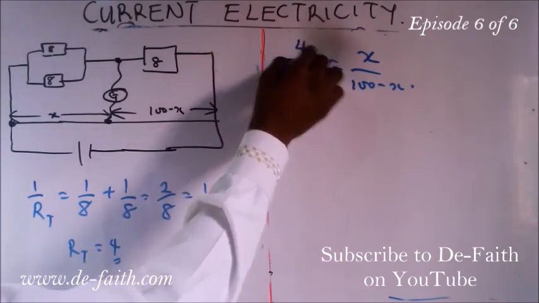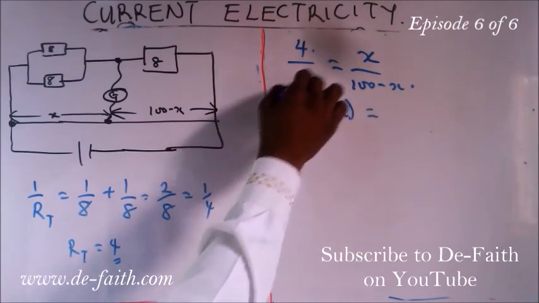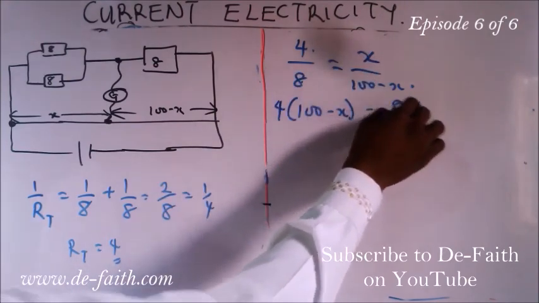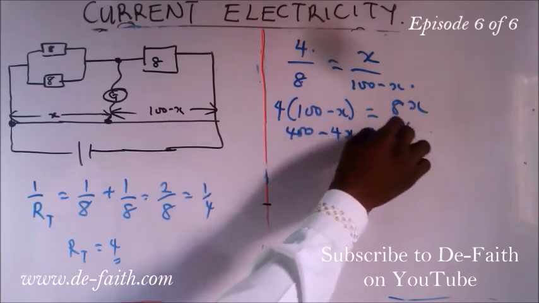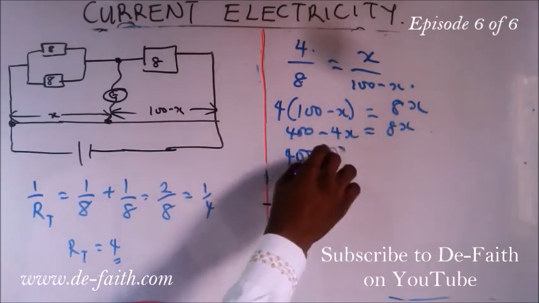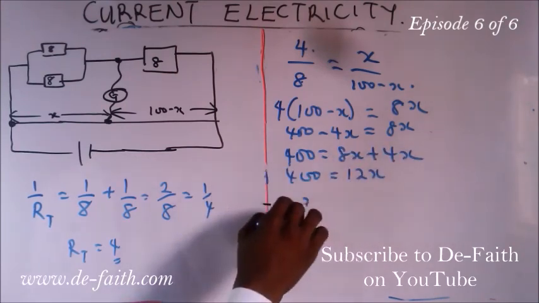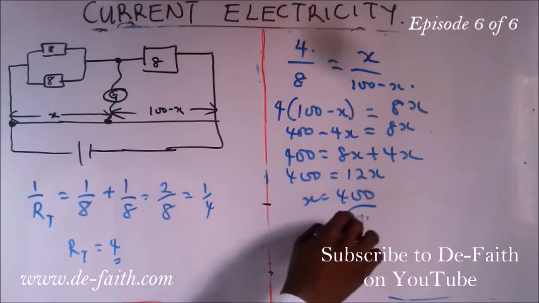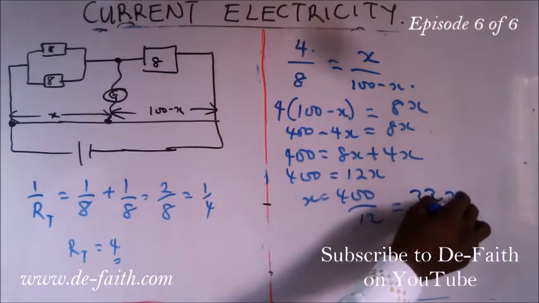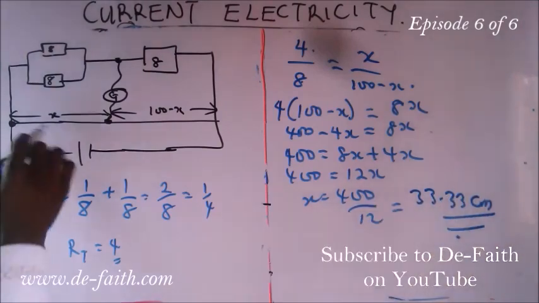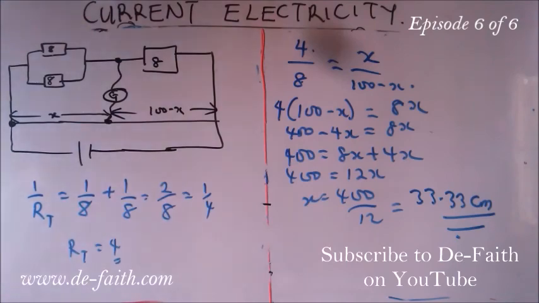So this cross multiply, 100 multiplies 4, we have 400 minus 4x, and 8 multiplies x, we have 8x. So this is 400 minus 4x equal to 8x. We collect like terms, and we have 8x plus 4x, and that gives 12x. So x equal to 400 over 12. Hence the value of x is 33.33 centimeter. And to get this other side, we have 100 minus 33.33.